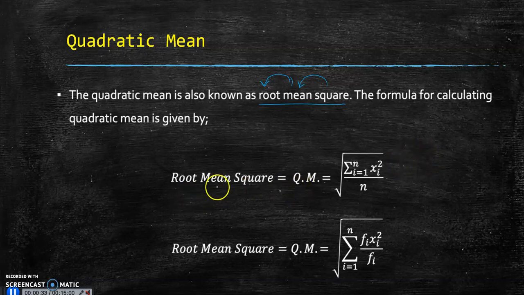I'll be explaining a little bit about how it is different from arithmetic mean. And here's the formula for root mean square or quadratic mean. You can also understand it as RMS, root mean square. And this is how the formula is given. And I'm going to compare it with the arithmetic mean formula now.